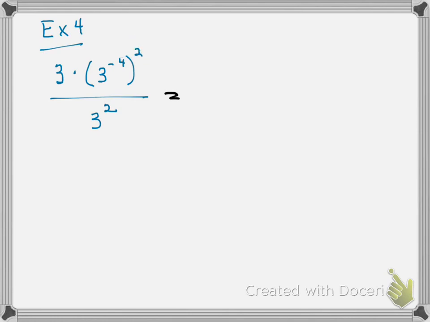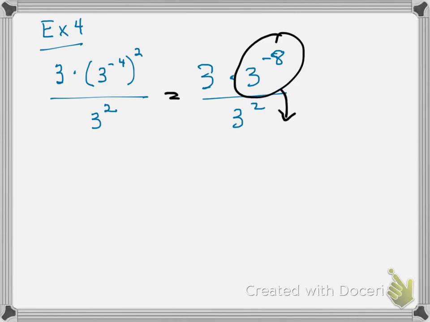So I'm going to have to transform that to 3 times 3 to the negative 8 over 3 to the second. And remember, anytime you have a negative exponent, you want to shove that down. So when I shove it down, I'm going to have something that looks like this. 3 over 3 squared times 3 to the 8th.